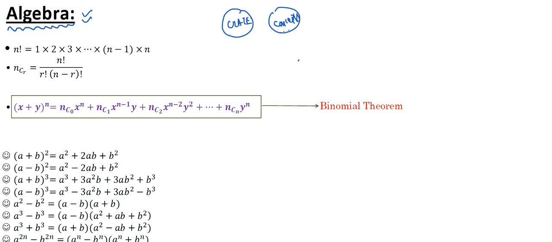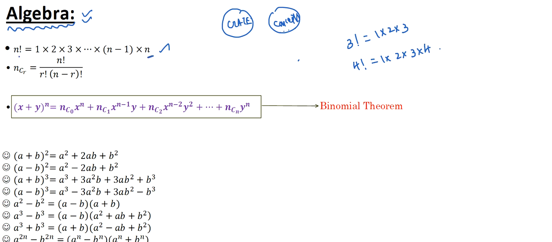First, we already know n factorial. If I want to find 3 factorial, what I will do is 1 into 2 into 3, right? Similarly, 4 factorial is 1 into 2 into 3 into 4. So if I want to find n factorial, it is 1 into 2 into 3 until n.